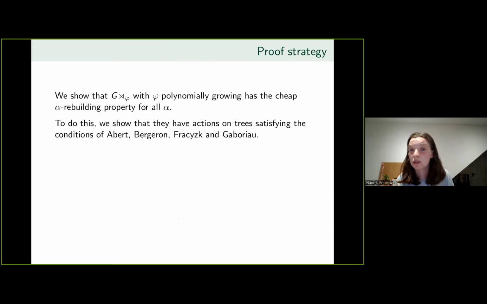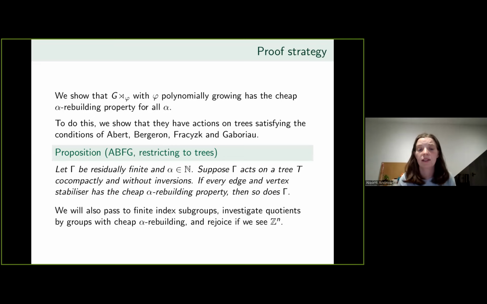And how are we going to go about proving this theorem? I've lost the Z. Oh, well. We're going to show that G semi-direct Z, there should be a Z there, with the defining automorphism polynomially growing has the cheap alpha rebuilding property, and we're going to get it for all alpha. And we're just going to use actions on trees. We don't need CW complexes in higher dimensions. Trees will do, and we're going to show that these satisfy the conditions that we needed. These are actually easier if you restrict to trees, it turns out.